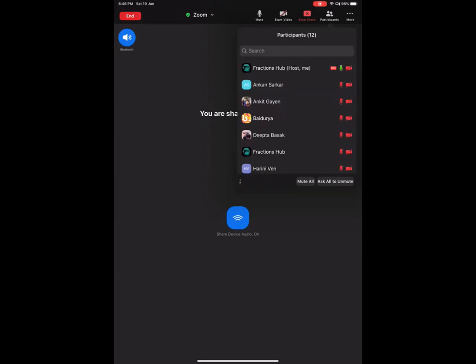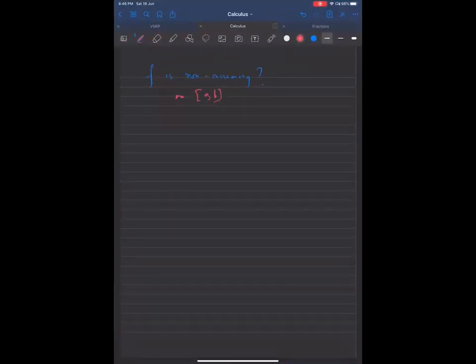You can unmute yourself and answer. x_{n+1} is less than or equal to x_n for all natural numbers. Like, for what is x_n? I mean, for the function, the function is either constant or decreasing. Okay, and what do you mean by a function to be decreasing?